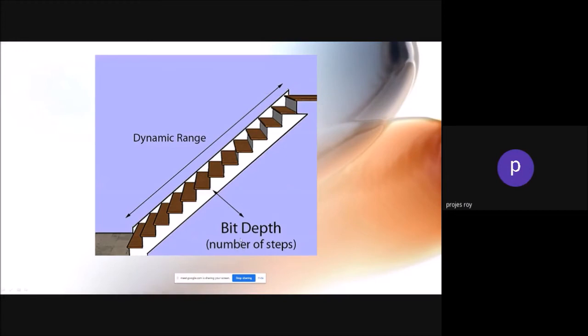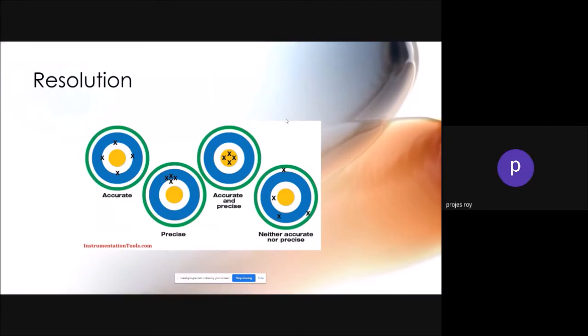Length of that. But bit depth is almost a step, right? The number of steps in that particular image. So that is the referencing between the dynamic range and bit depth. Coming up to the resolution of a document, of a picture, of an image, this is accurate, this is precise, this is accurate and precise. This is accurate and precise. This is neither accurate nor precise.